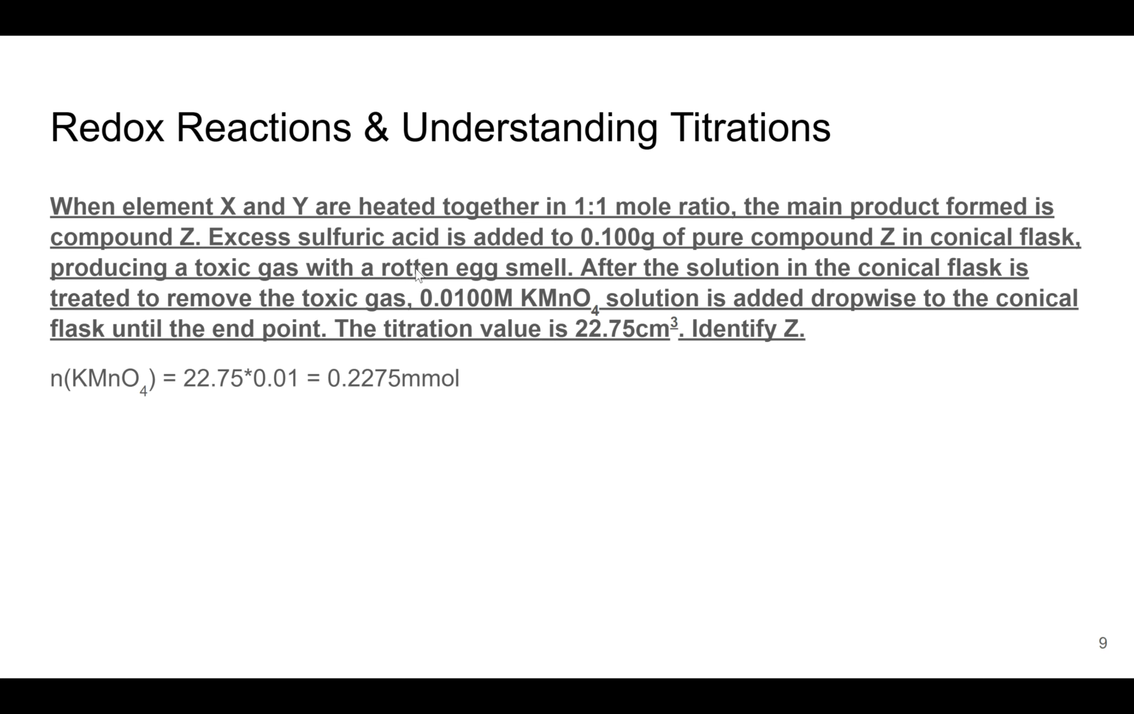Well, the first thing we need to do is again convert everything to the number of moles to help us better understand the ratios. So for the potassium permanganate, we can take the volume times the concentration to give us the number of moles. So we take 22.75 cm³ times 0.01 mol per dm³, and that gives us 0.2275 millimoles.